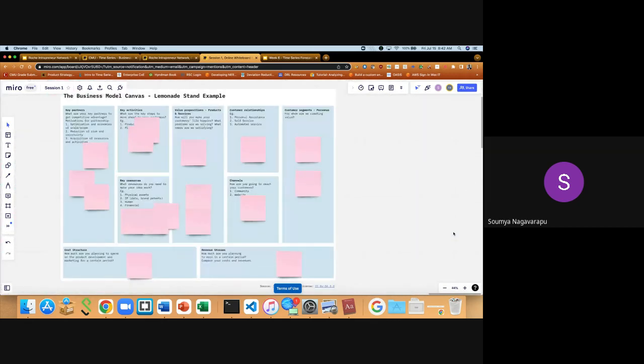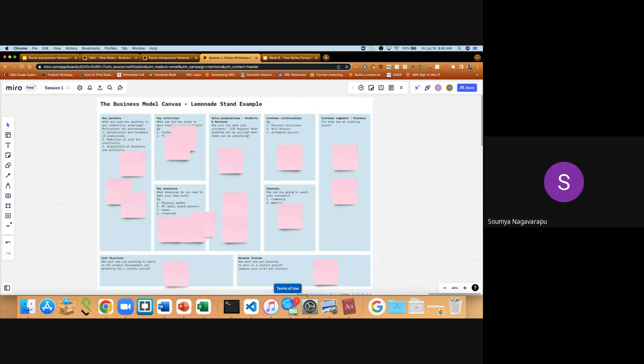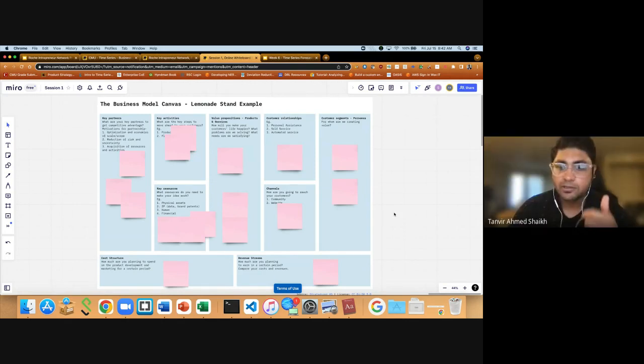Thank you for elaborating, but I understand what a business model is, but how is this aligned to our product management lifecycle? Perfect. So now let's do an exercise quickly, okay?